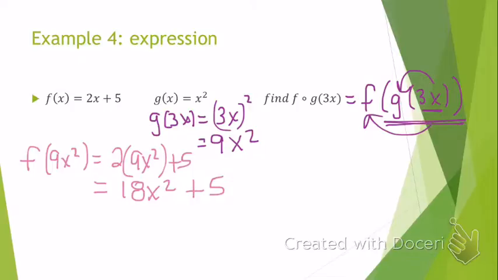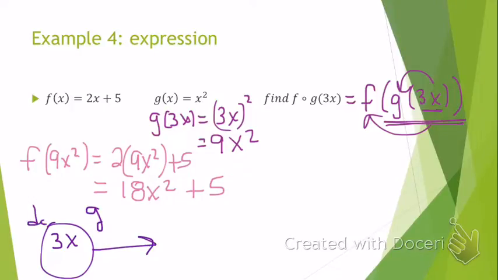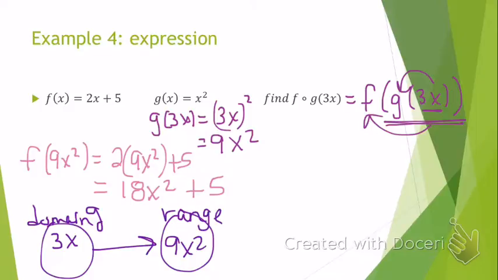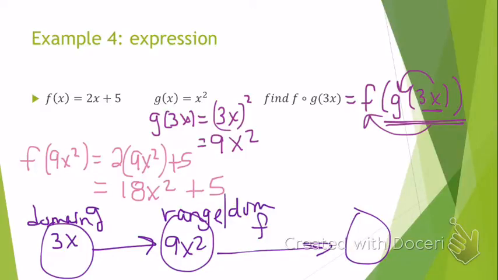So again, if I were to map that out for you, here's our domain for g. This is our domain, and it outputted 9x squared for our range. Then what we did, we put it into f, and that outputted 18x squared plus 5. Again, you can see that progression.